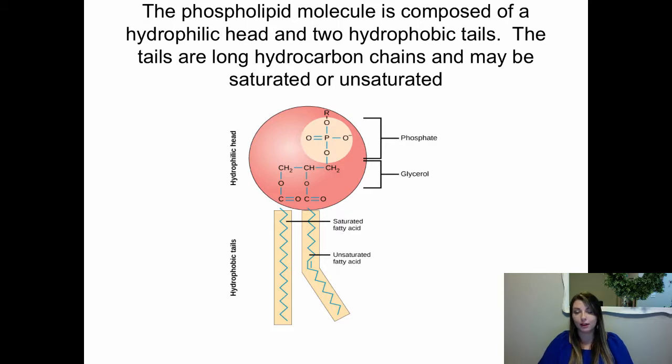This will form a kink in the tail, so our molecules can't become as compact against each other. So these types of fatty acids are going to be liquid at room temperature, and they're generally thought of as healthier fatty acids. We have an example right here. You can see that this is an unsaturated fatty acid because we have that carbon-to-carbon double bond, whereas we have a saturated fatty acid over here because we have a lack of those double bonds.